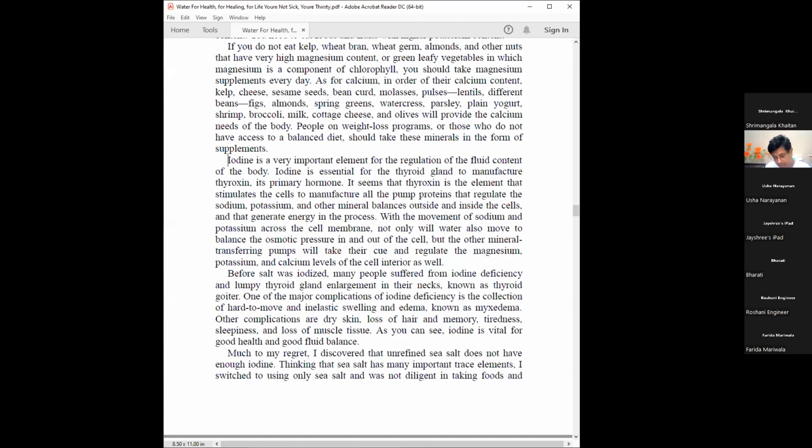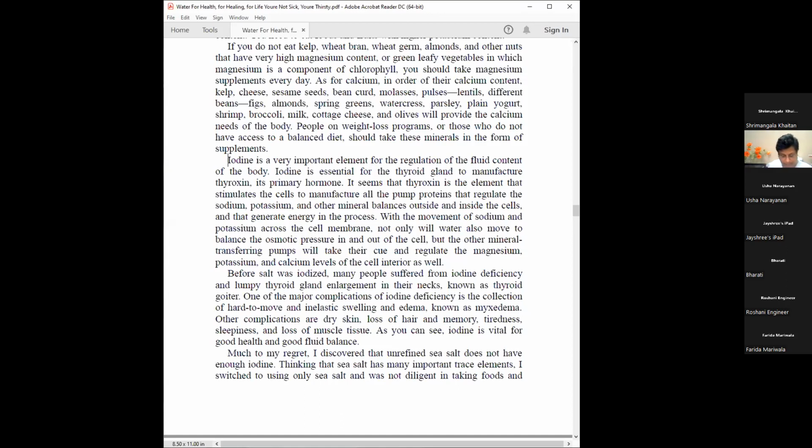Before salt was iodized, many people suffered from iodine deficiency and lumpy thyroid gland enlargement in their necks, known as thyroid goiter. One of the major complications of iodine deficiency is the collection of hard to move and inelastic swelling and edema, known as myxedema. Other complications are dry skin, loss of hair and memory, tiredness, sleepiness, and loss of muscle tissue. As you can see, iodine is vital for good health and good fluid balance.